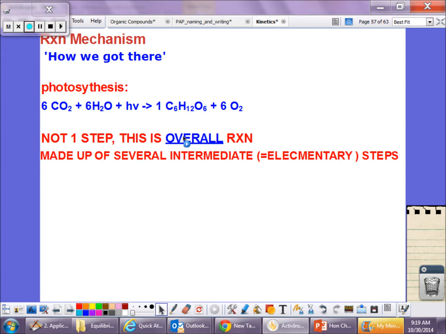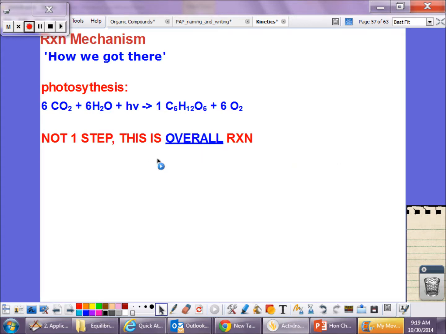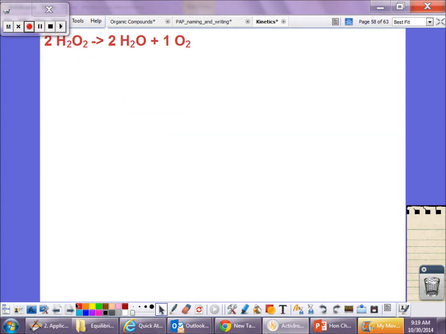The mechanism is made up of several intermediate steps, and each step is called elementary. Another typo here, elementary, no C. Alright, so here's an example. I hope you understand exactly what is elementary. Elementary is just 1 step. The overall reaction can have several steps. So if you have only 1 molecule that will decompose, it is unimolecular. If you have 2 molecules colliding together, it is bimolecular, and we said termolecular is very, very rare.